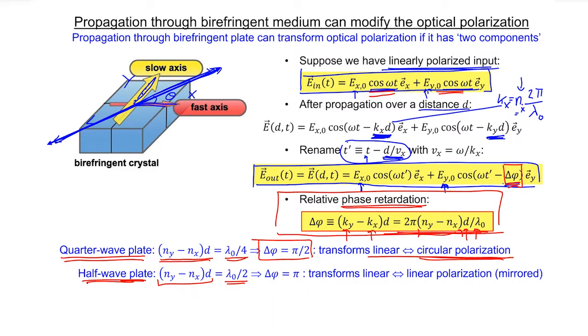The relative phase delay is pi, and this plate enables you to transform linear polarization into another linear polarization, but one that is rotated or mirrored, as you'll see later. Now next, I'll give a demonstration of the changes in polarization in birefringent crystals, using a funny type of pendulum.